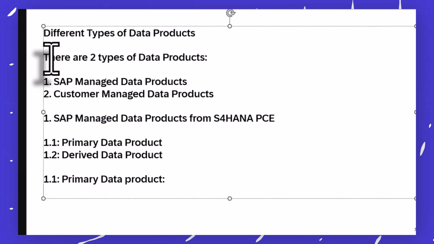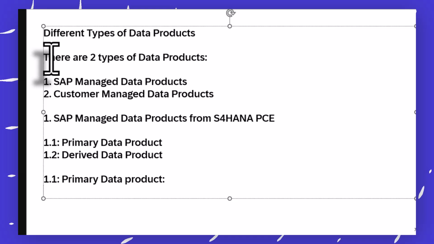They have existing CDS views on top of their tables. If there is no CDS view, they create a CDS view on top of their underlying application tables. On top of that, they create data products. That is how we call them primary data products. So in short, primary data products are the products created on top of a CDS view.